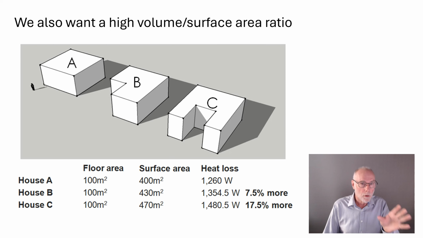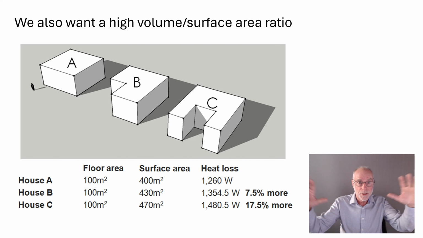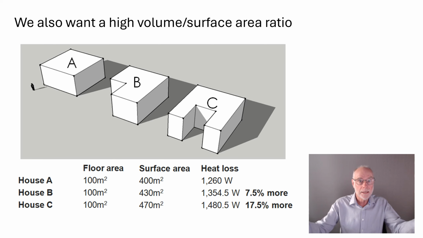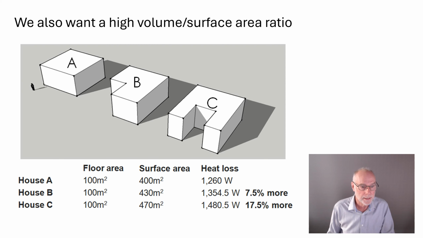We also want what's called a high volume to surface area ratio. Now that sounds very complex, but all it means is we want lots of volume, lots of cubic metres inside the house compared to how many square metres of walls and ceiling we have. Why? Because the more wall and ceiling area you have compared with the volume of the house, the more heat loss and gain will occur, because heat loss and gain occurs through the walls and through the ceiling.